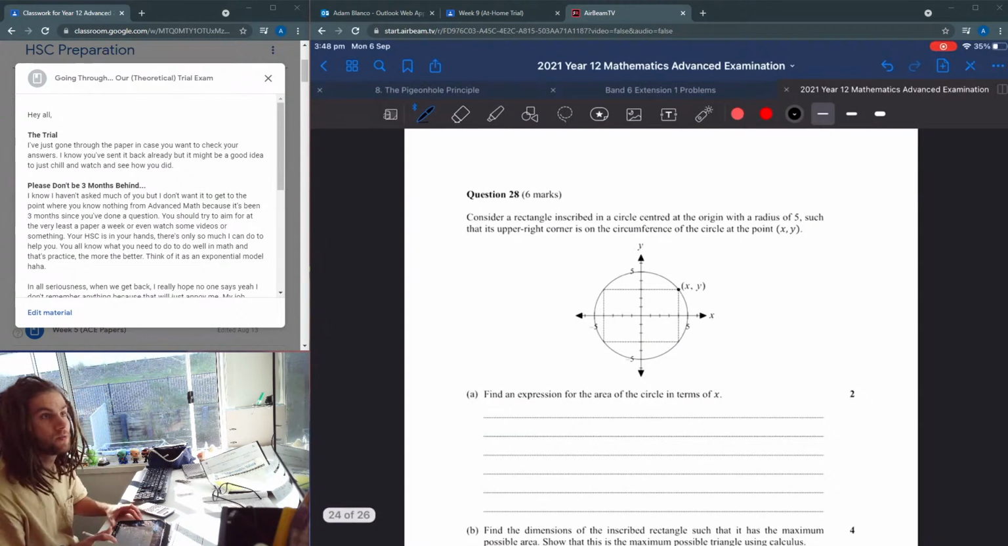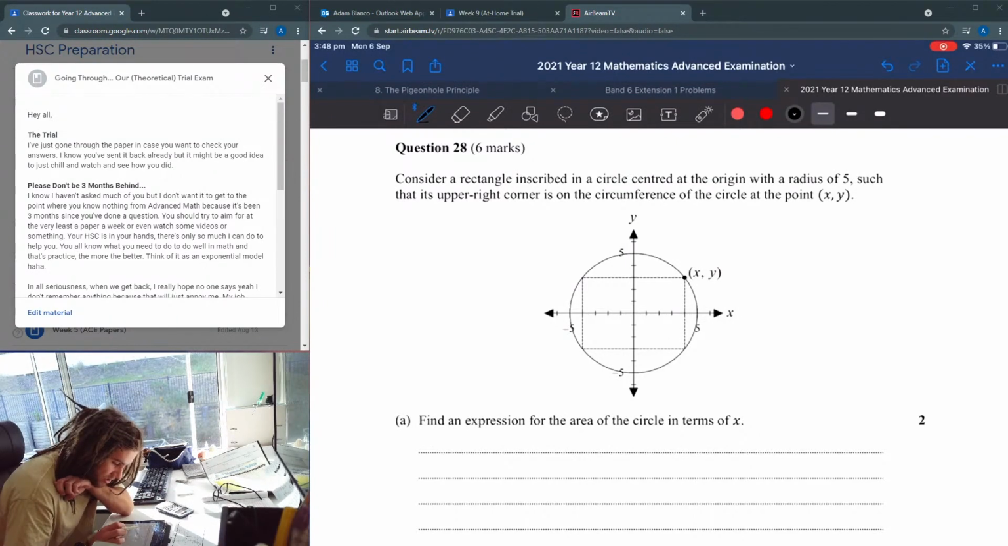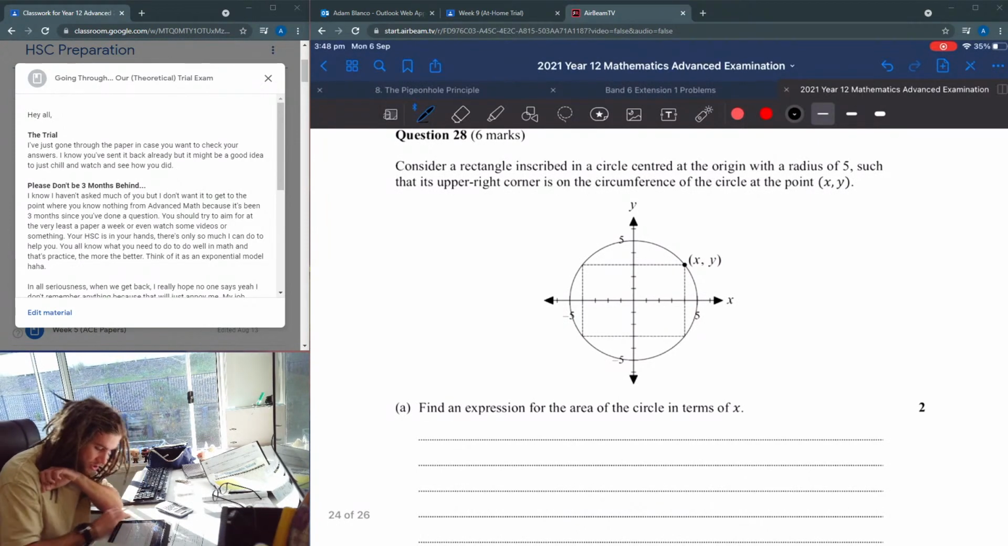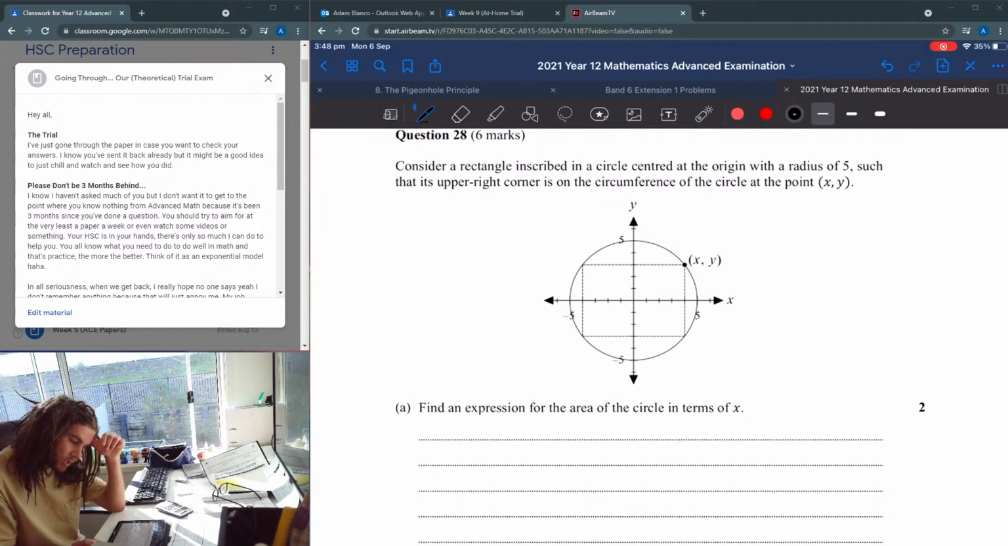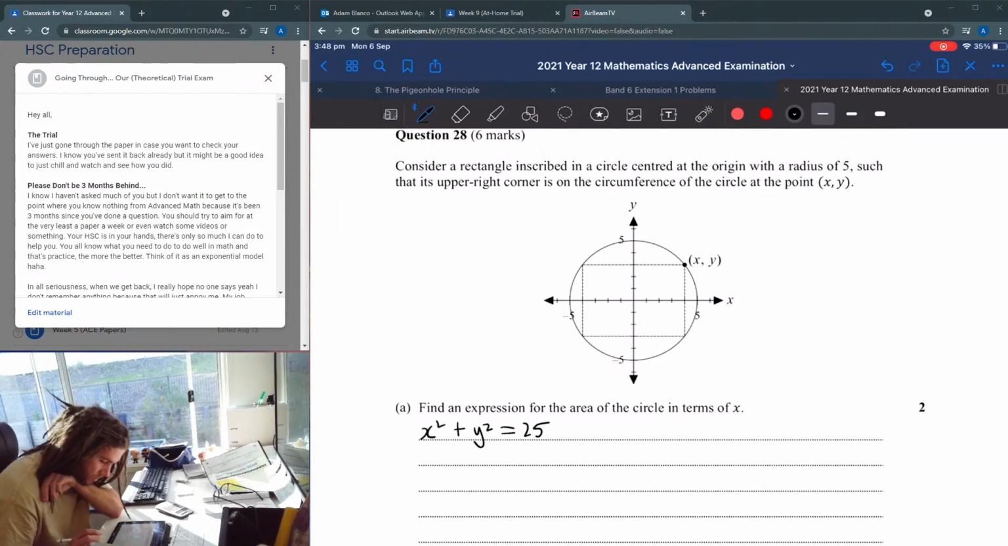Alright, we're up to the last question. What's the time? 41 minutes. That's not too bad. And guess what? It's a max minimum question. Alright, consider a rectangle inscribed in a circle, centered at the origin, with radius 5. Okay, that's just explaining the question to me. Find an expression for the area of the circle in terms of x. Okay, so I'm not told that much. I know what the equation of a circle is. It's x squared plus y squared equals r squared, or 25.